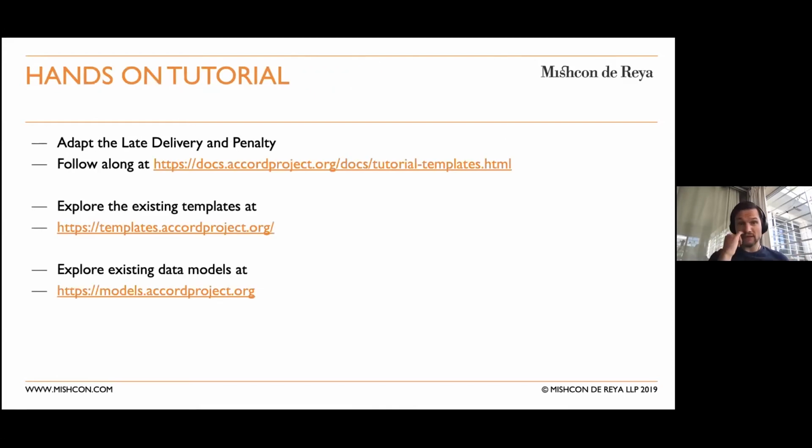What we're going to do after that is adapt the late delivery and penalty template. Again, that's an online tutorial. You can follow along yourselves. If you can get the Hello World working, I would suggest. If you can't get the Hello World working, you're going to have a little bit of difficulty adapting the late delivery and penalty. So just follow along with the tutorials that are there online on the Accord project as well. There are a wealth of existing templates. I'm going to get into this in more detail as to what is inside the Accord project, but feel free to start exploring those.